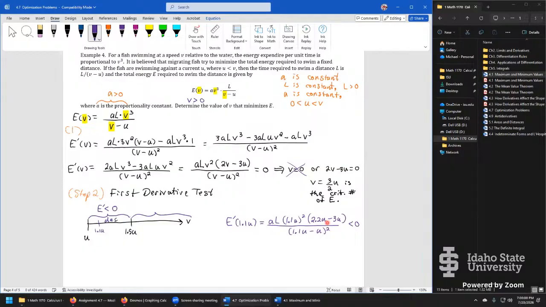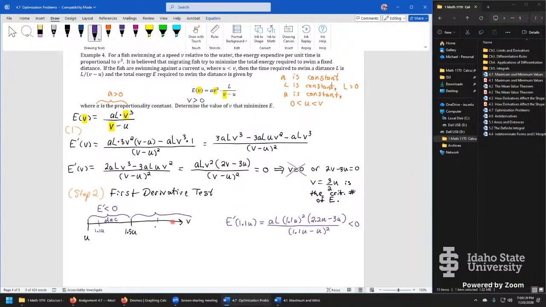which means energy expenditure is decreasing. So if the rate of energy expenditure is decreasing from here to here, we hope that beyond this, it's going to increase as the fish starts swimming too fast. But we just do the same strategy.